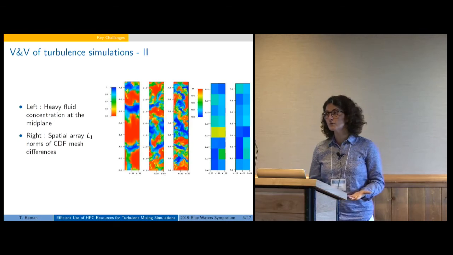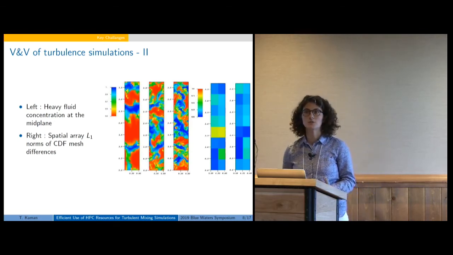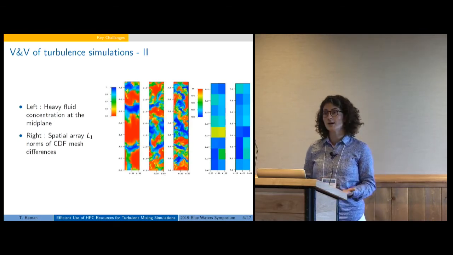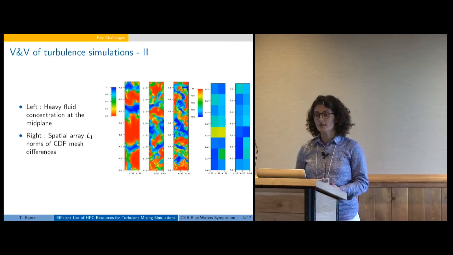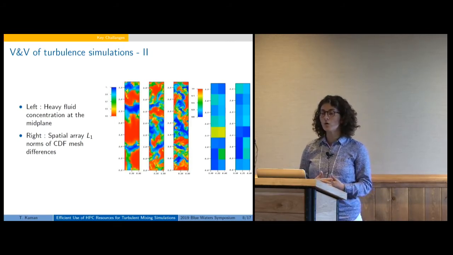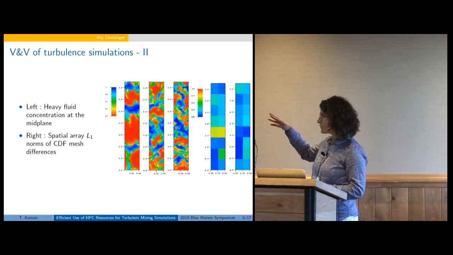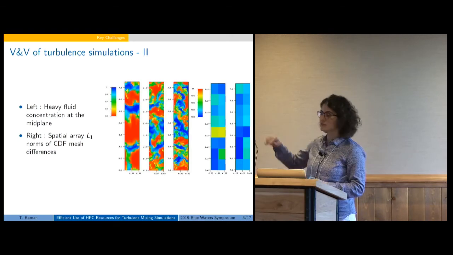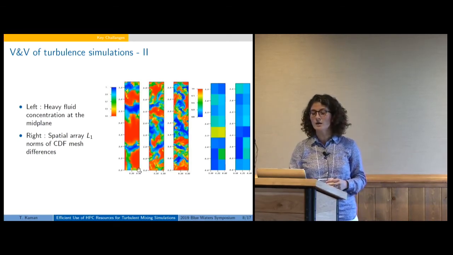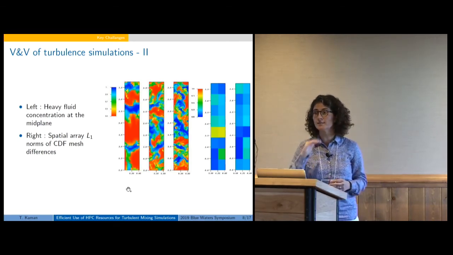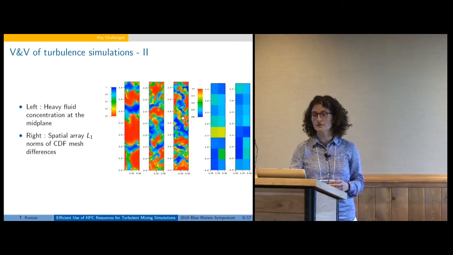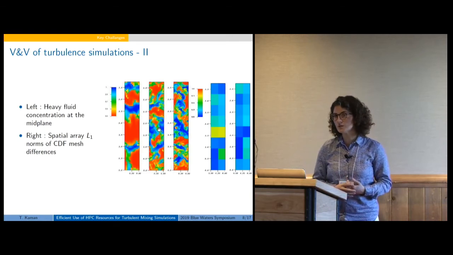And we perform simulations. You start with a coarse grid, you go to a medium grid, then fine, and you have to answer where to stop. So what we do is we also study the mesh convergence. What you see in these three colorful plots is the heavy fluid concentration at the midplane. This is the coarsest grid, medium, and the fine grid. As you can see, there is a big discrepancy between the coarse and the medium grid. So what did we do?